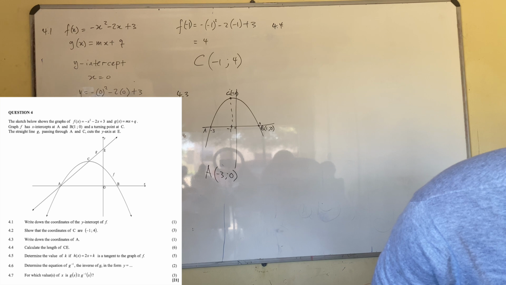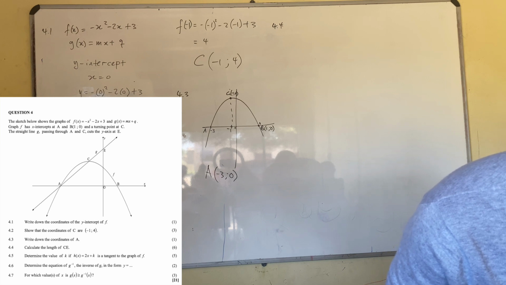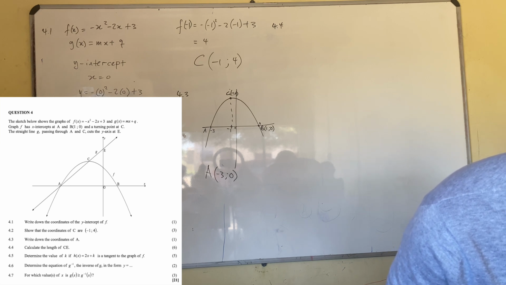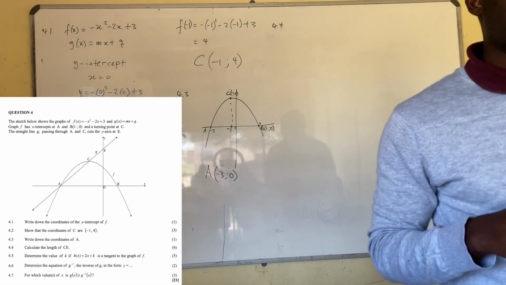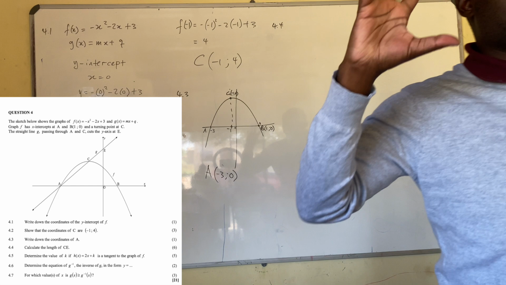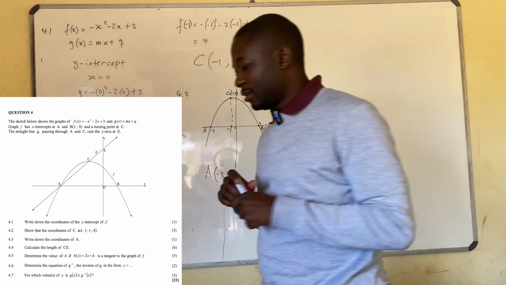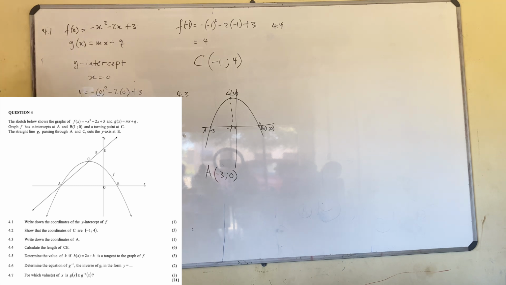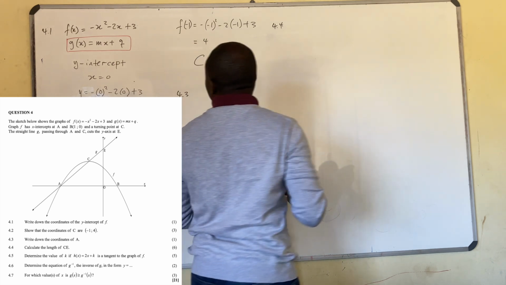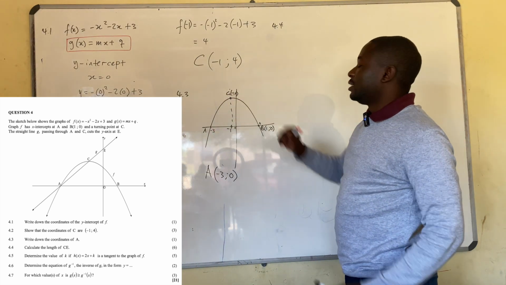You want the gradient of? Okay. And then? Why are we finding the gradient? Let's just give the big picture. Basically, we want the equation of G, right? So, to get the equation of G, we need the gradient, and then we use one of the points on the line. So, we know the coordinates of A and we know the coordinates of C, right?